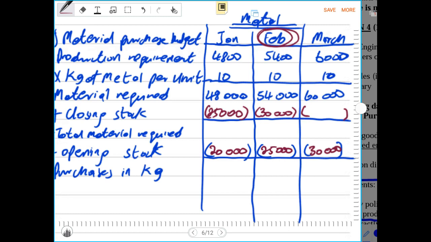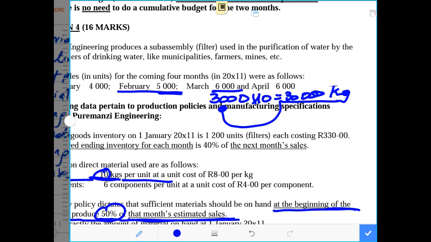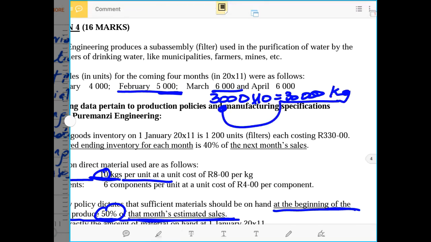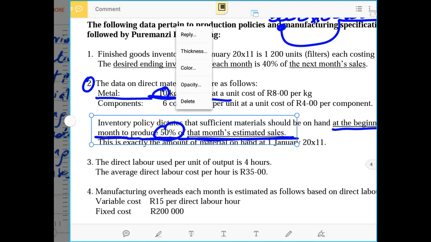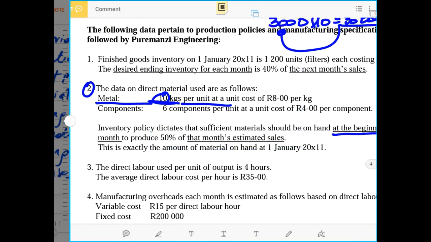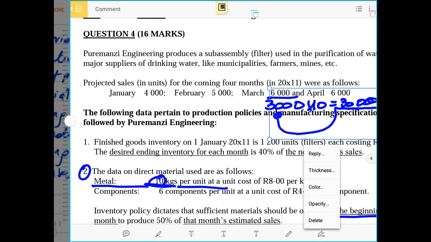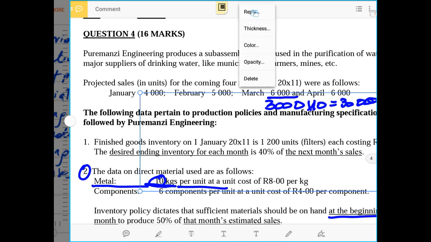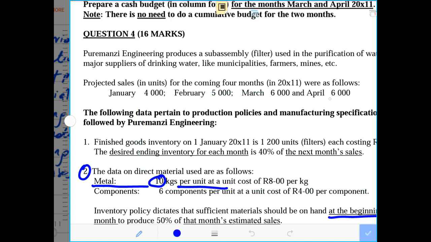That means for us to know the closing of the month of March, we need to know the opening of the month of April. And how do we calculate the opening of the month of April first? We know that to calculate the opening, we need 50% of the material for the month of April. So now let us go and check the sales for the month of April. And here are the sales of the month of April.